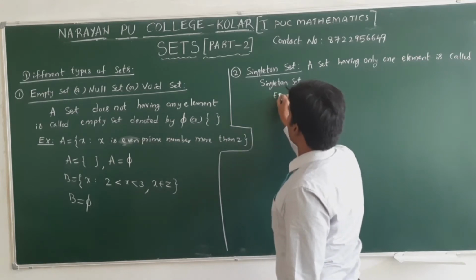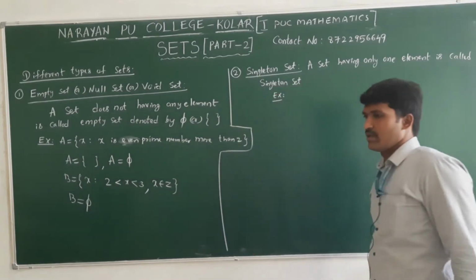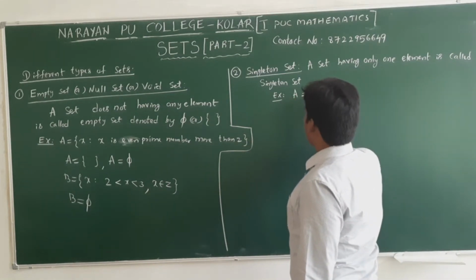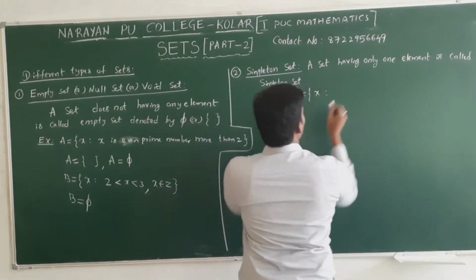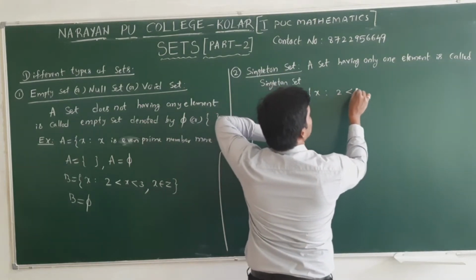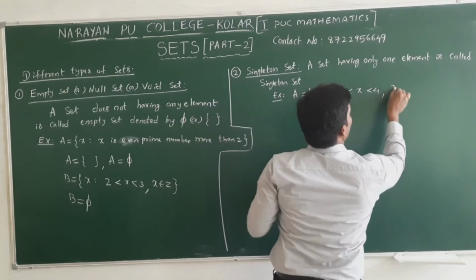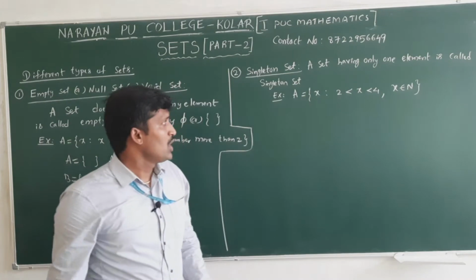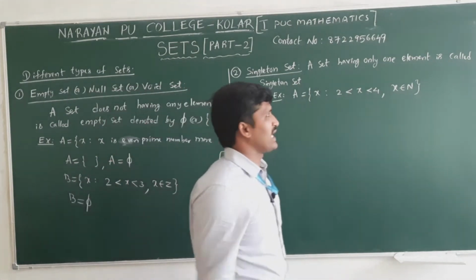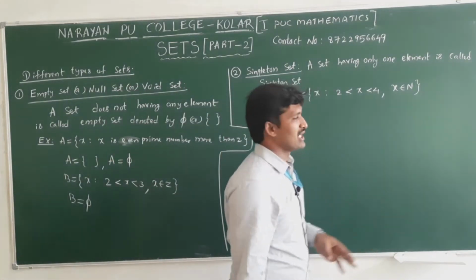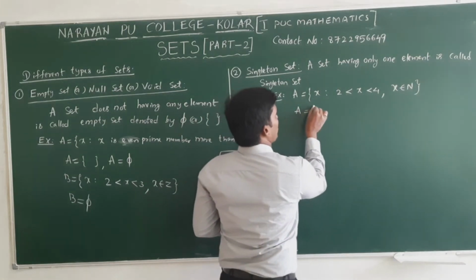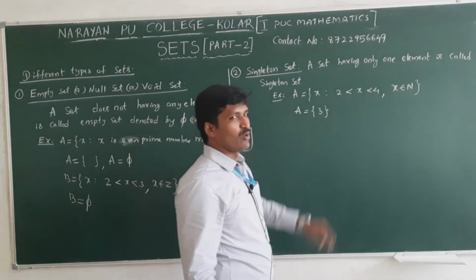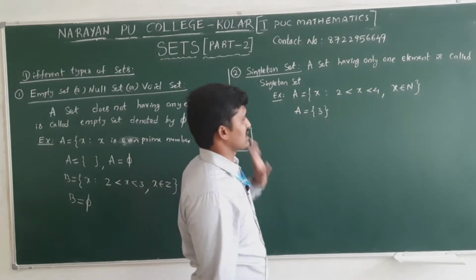If you want example, it's very easy. Set A I am taking x such that 2 less than x less than 4, where x belongs to natural number. In between 2 to 4, any natural number is there? 3, only 3. That's why the possible element is 3. This clearly is a set having only one element, that is a singleton set.